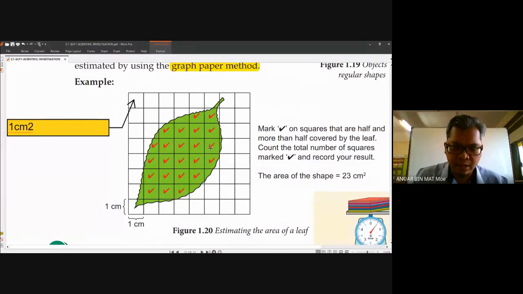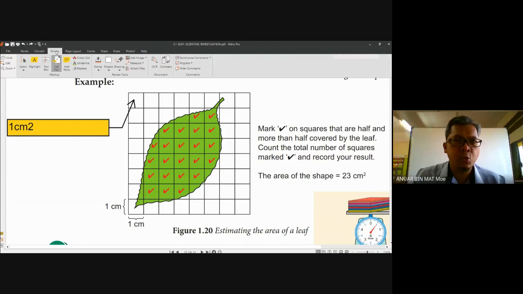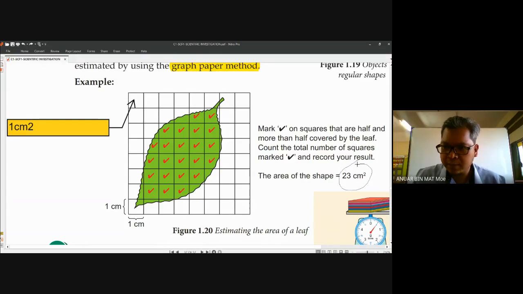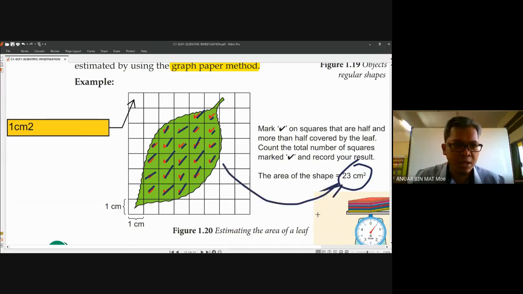If you use graph paper, you just stick the area inside the leaf here, and then you count all the available space here. The area of the shape here is about 23 centimeter square. How do you get it? Because you count all these: 1, 2, 3, up to 23. So you have here 23 centimeter square of area.